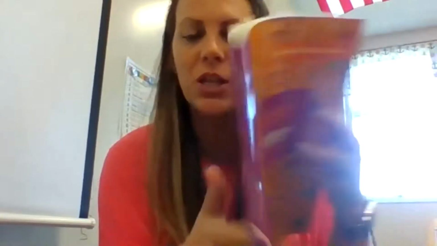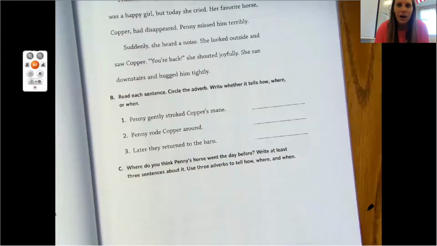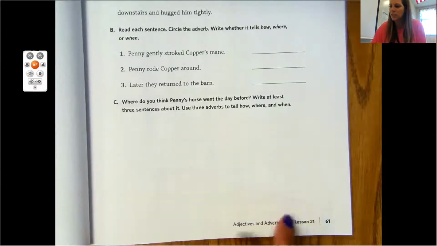All right, we just talked about adverbs, so we are ready to practice in our student skill practice book. We are turning to page 61. All right, here we go, page 61.